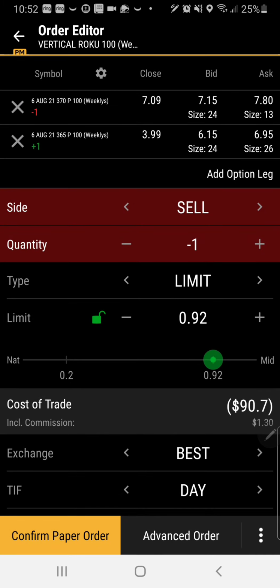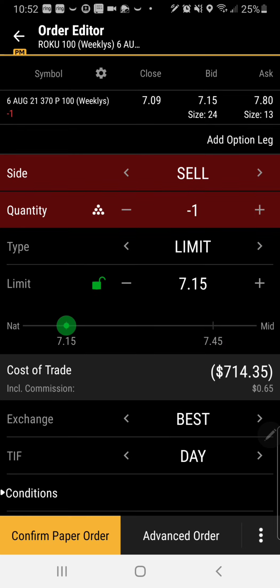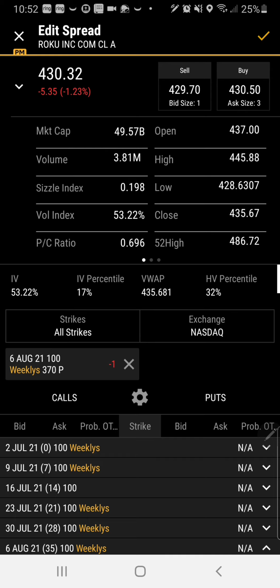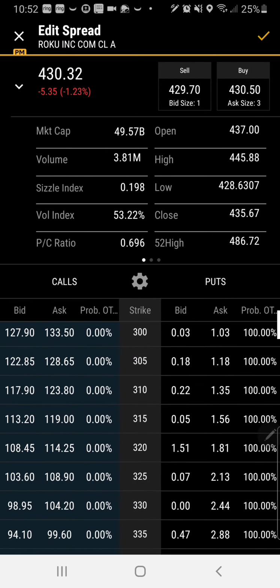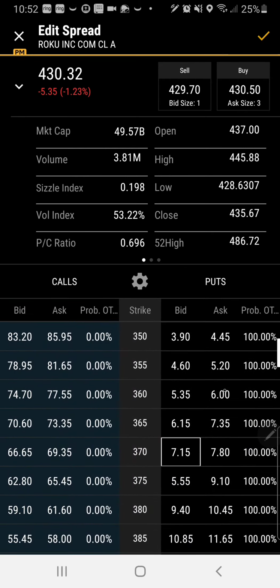Now, if you want to collect more money, you're also going to reduce your buying power even more. So let's take that leg back off and let's make it even wider. Let's make it $10 wide. Anybody in the audience listening, if it's $10 wide, 360, 370, what's the most that position can be worth? I'll give you 10 seconds. $1,000. If you said $1,000, you got that right.